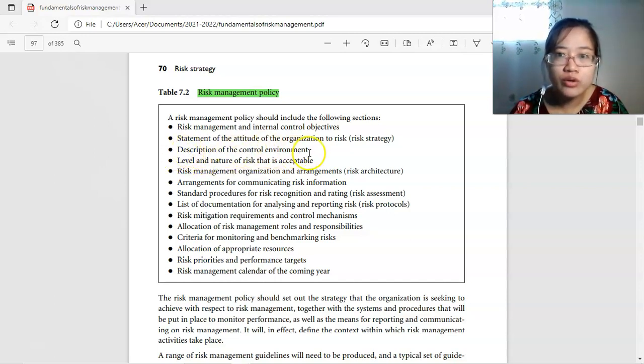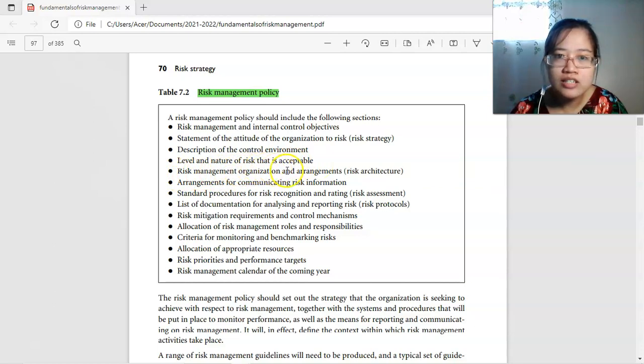Tapos, description of the control environment. May mga controls in place na ba? Or kulang pa yan? Or enough na ba? Or kailangan ng improvements? Or wala pa? Okay? And the next level and nature of risk that is acceptable, kumbaga ay risk capacity or appetite ng company.